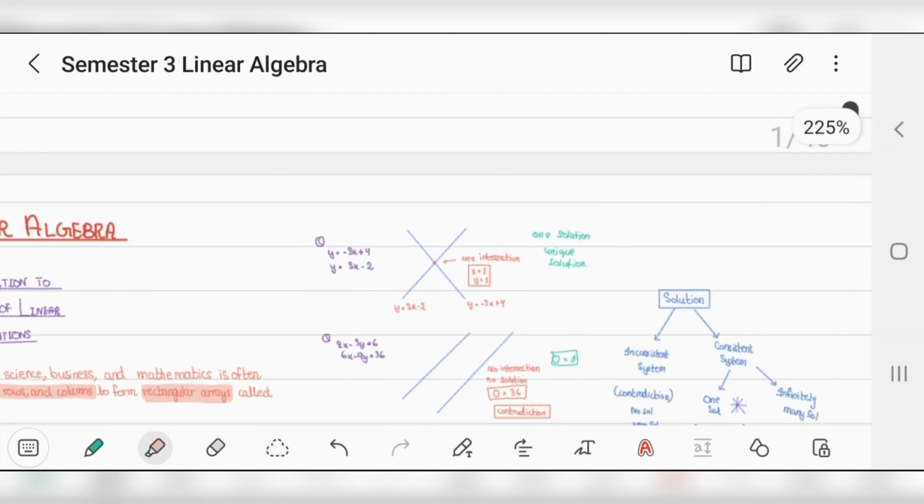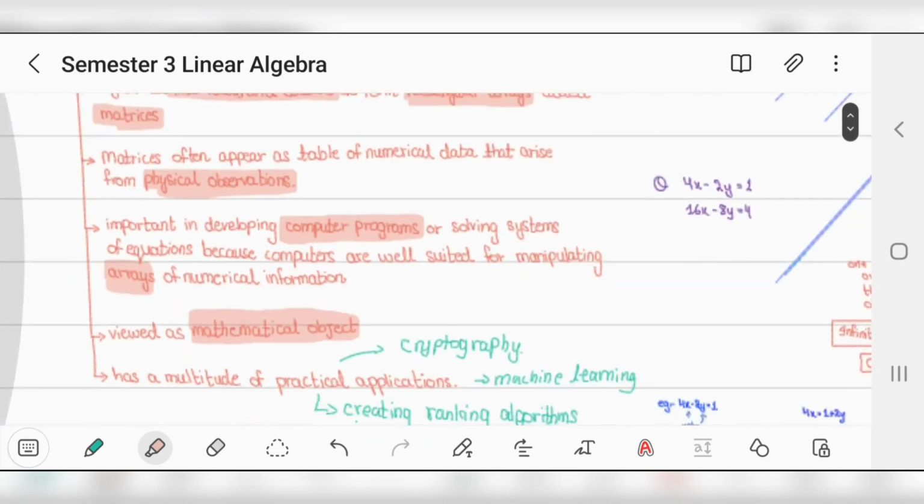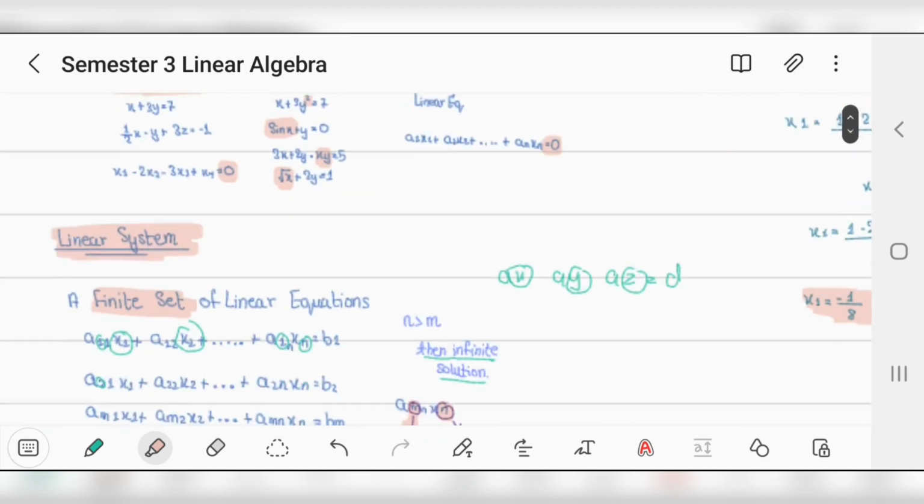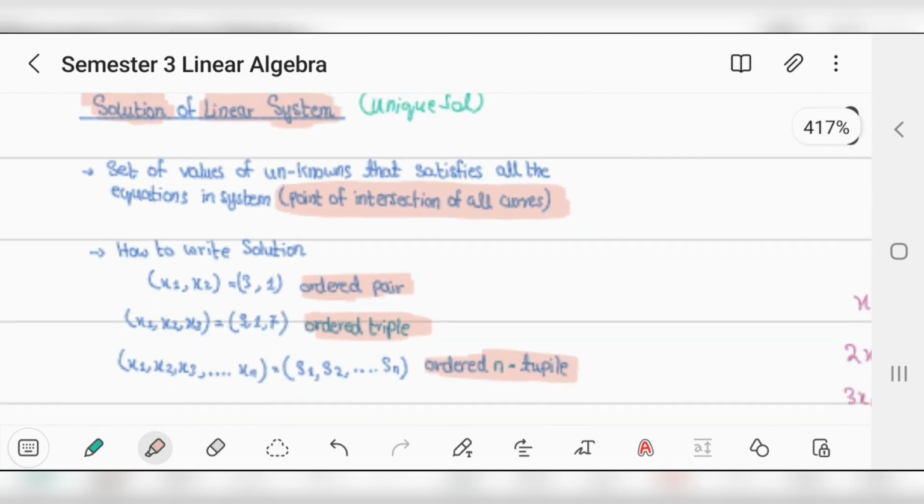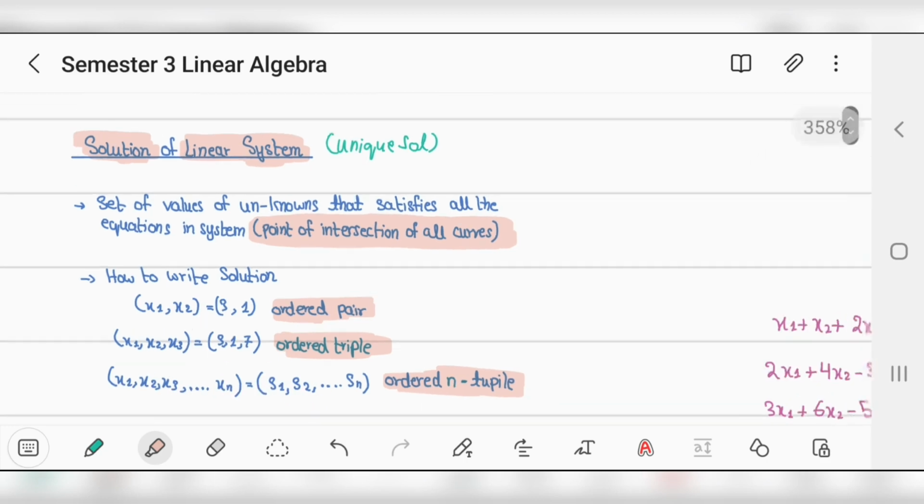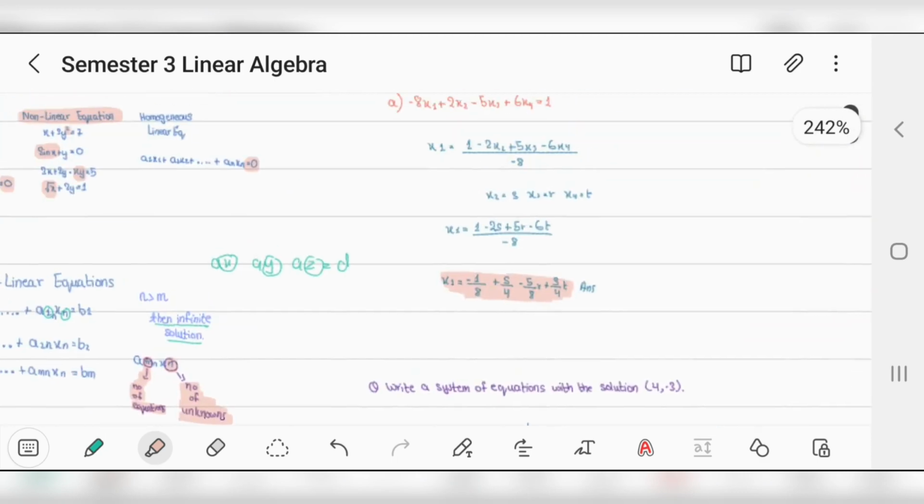If we have a unique solution and we want to write it down, how do we write it? We write it in this way. Having two unknown variables, x1, x2, then (3, 1) as an ordered pair. Having three unknown variables, then (3, 1, 7). Having n variables, then we write n values in this way. This is whenever we get a unique solution.